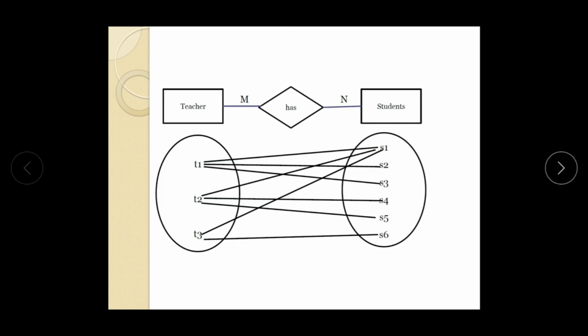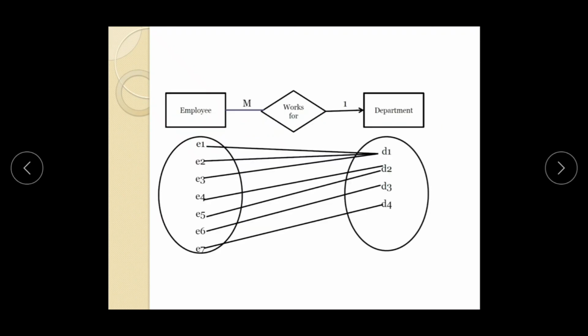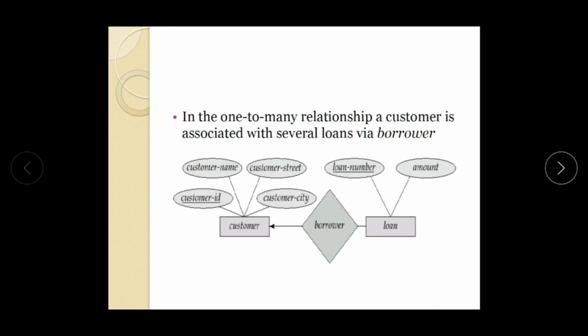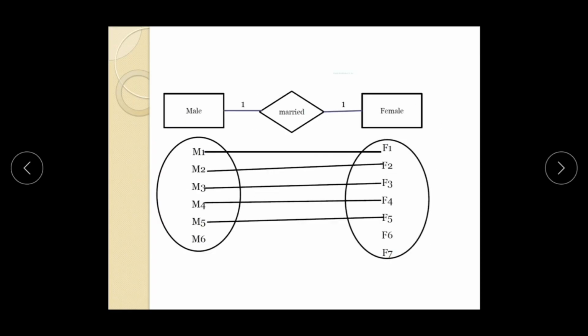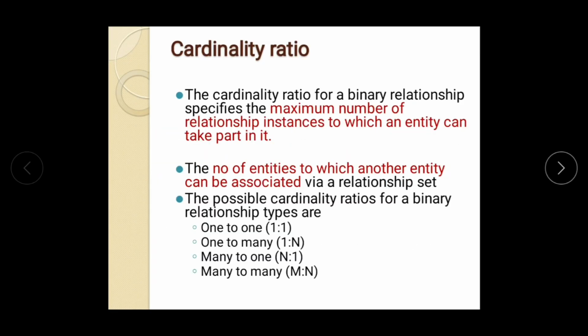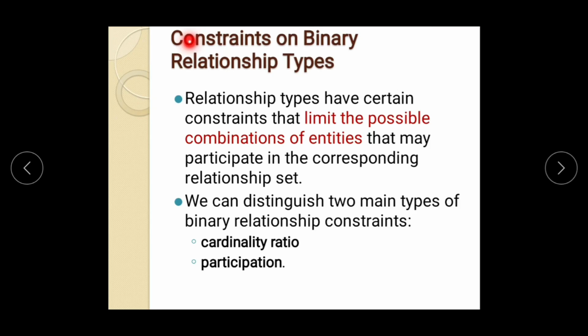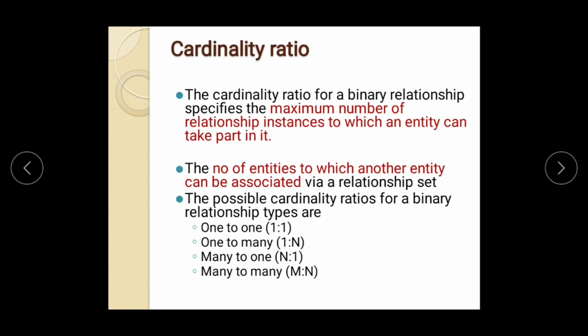So these are very important concepts. Please memorize these concepts. Today we have just learned about the cardinality ratio, that is, the constraints on the binary relationship type. Basically there are two constraints: cardinality ratio and participation. Today we have learned only about the cardinality ratio. The main cardinality ratios are one to one, one to many, many to one and many to many. These are the constraints that we are imposing on a relationship.